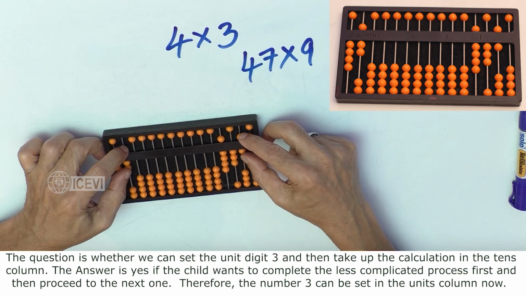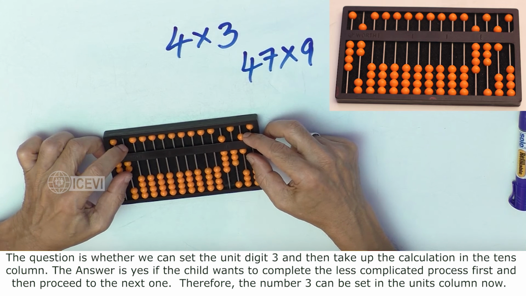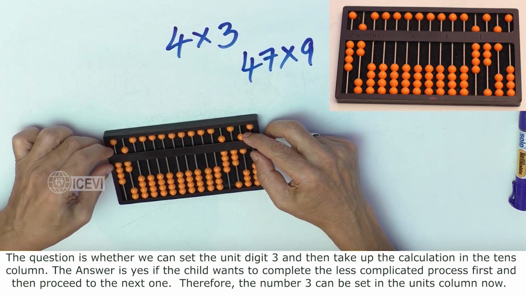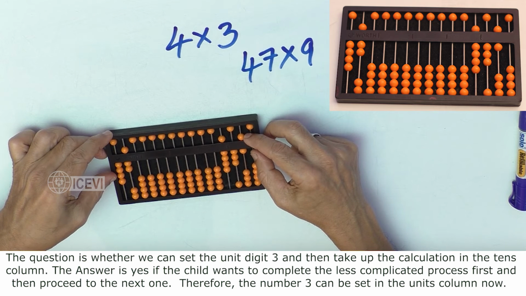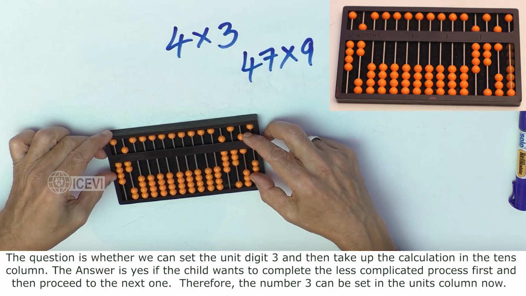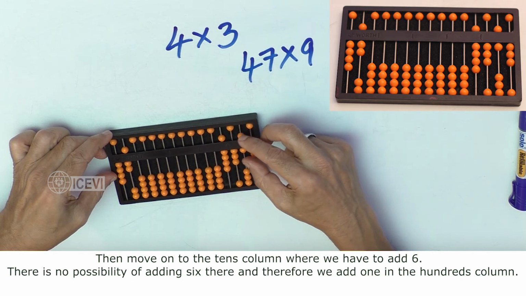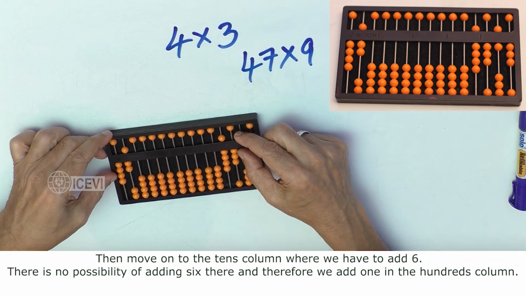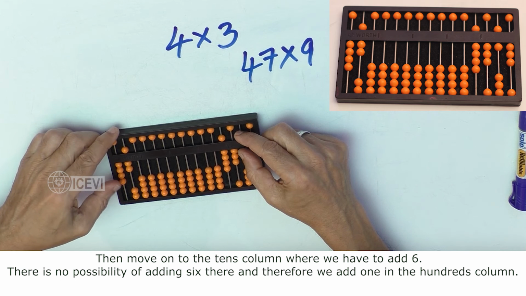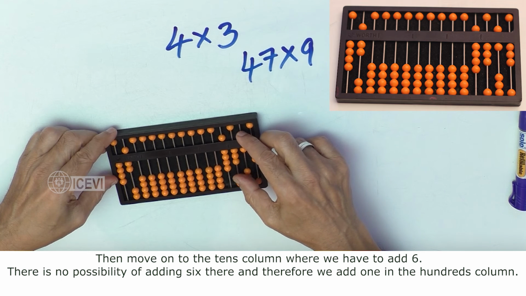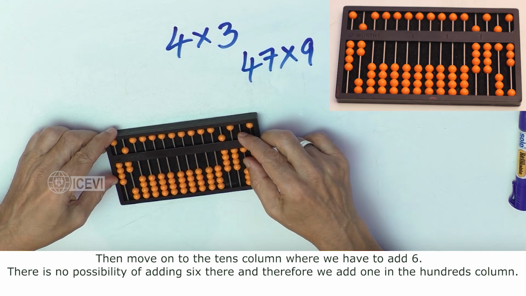The question is whether we can set the unit digit 3 and then take up the calculation in the tens column. The answer is yes, if the child wants to complete the less complicated process first and then proceed to the next one. Therefore, the number 3 can be set in the units column now. Then move on to the tens column where we have to add 6. There is no possibility of adding 6 there. Therefore, we add 1 in the hundreds column.